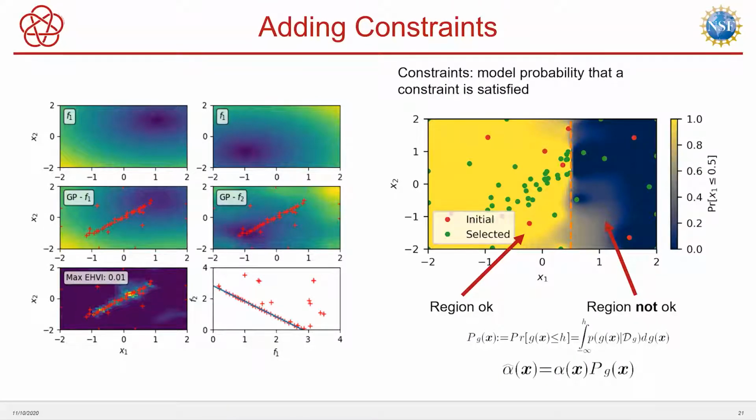That's what's shown here on the right for our toy problem from earlier, where we have a surrogate model for whether or not a point in input space is greater than or equal to 0.5. If it's less, then we say that we satisfy the constraint, and if it's more, then we do not satisfy the constraint. You can see on the right the probability map of whether or not our surrogate model predicts our constraint will be satisfied.